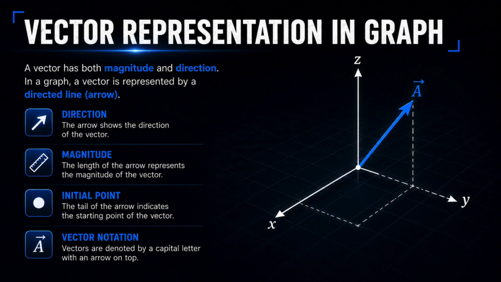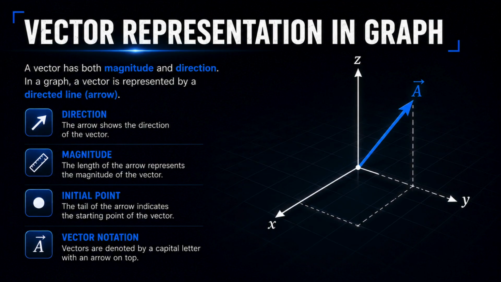On a graph, a vector is represented by a directed line segment, or arrow. The tail of the arrow indicates the starting point, the initial point of the vector, while the arrowhead shows its direction. The length of the arrow represents the magnitude of the vector, so a longer arrow indicates a larger magnitude.